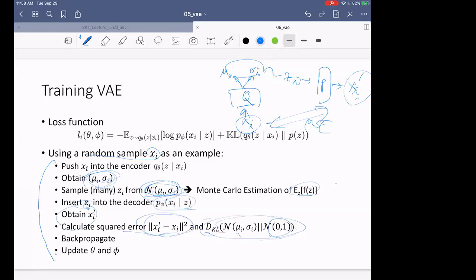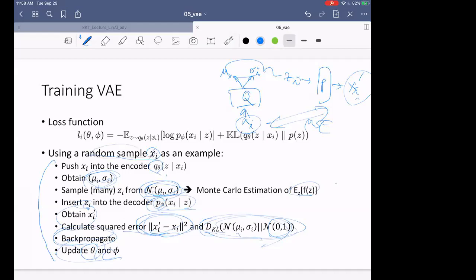So once you calculate this, then you have a certain value, which is your loss, and then you can call backward on your loss if you're doing PyTorch. So you backpropagate, and then you update theta and phi, which are the parameters for your decoder and your encoder. That's it. That's your training step for a single sample.